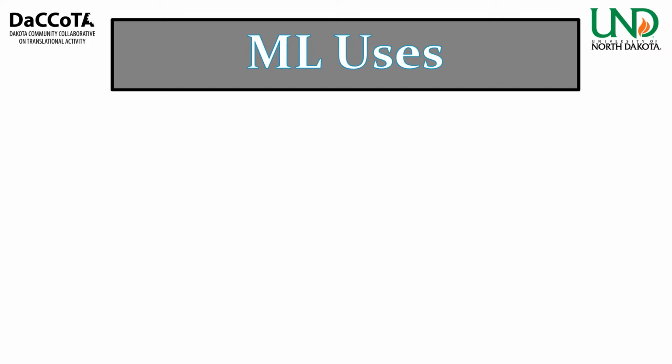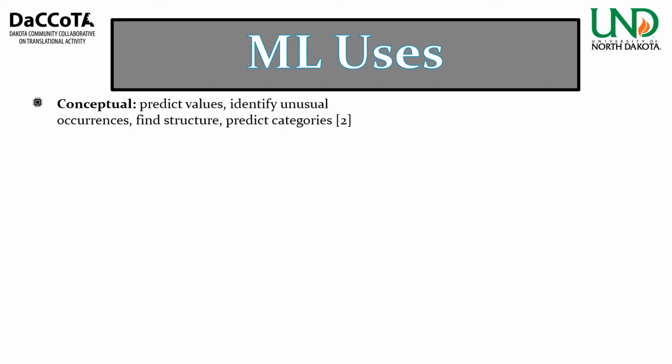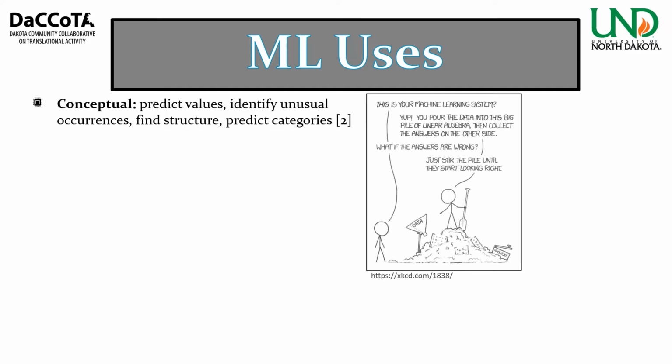We've gone over methods and techniques. What can we actually use them for? Applications. So conceptually, you can do things like predict values, identify unusual occurrences, and find structure and predict categories. Now remember, computers can't actually learn, so you'll need to provide the brains to the operation. Don't just throw a bunch of stuff into a technique and sift through it.